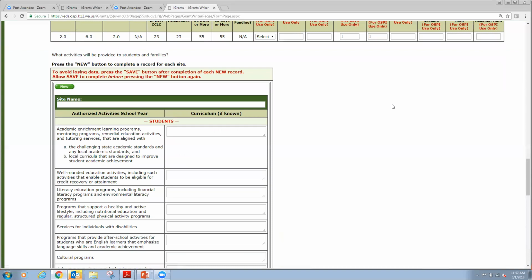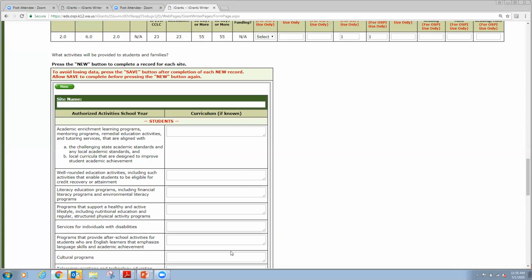This is the activities that will be provided to students and families. And you may notice that the authorized activities here on the left-hand side are exactly from ESSA authorized activities that we went through earlier in the slideshow. And we'll want to see here on the right-hand side the curriculum that corresponds with the activities that is going to be for your targeted population of students, which ones that they'll go through.